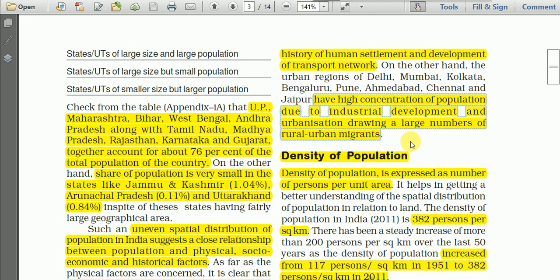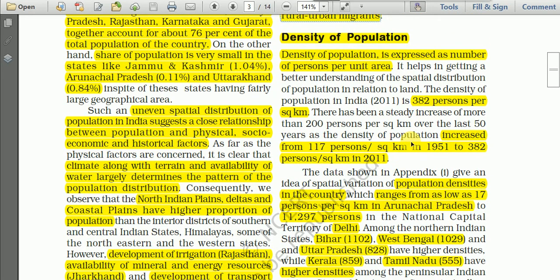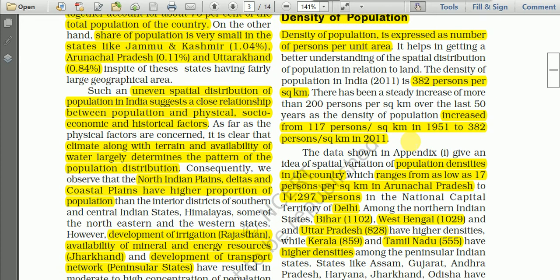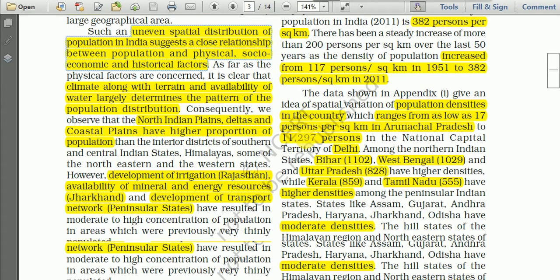Remember, we have three important factors for the uneven distribution of population in India. Those are physical factors, socio-economic factors and historical factors.